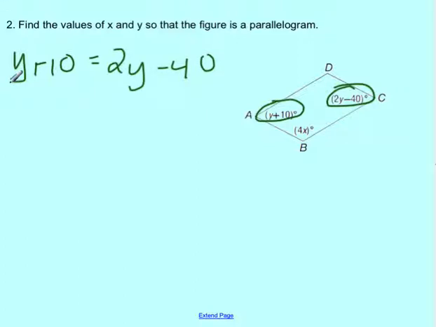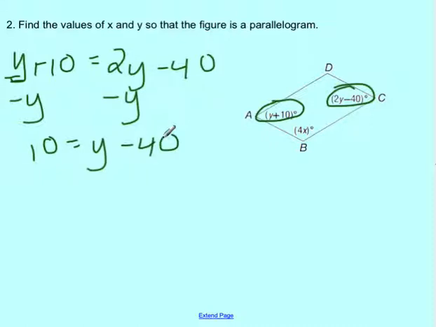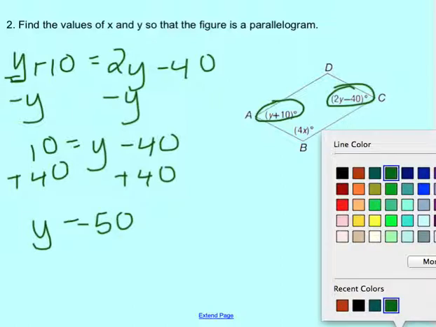Well, this is a positive y. So to get that over to the other side, I'm going to subtract y from both sides. And then I get 10 is equal to y minus 40. And now I need to get that minus 40 over to the other side to get what my y is. So I'm going to add 40. So then I get that y is equal to 50. So y is equal to 50. Now I need to get my x.